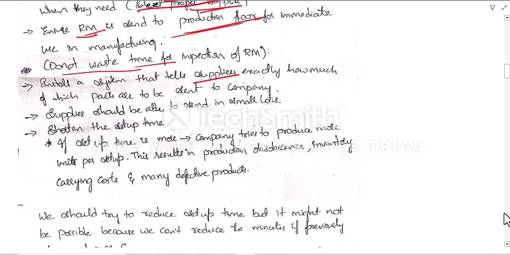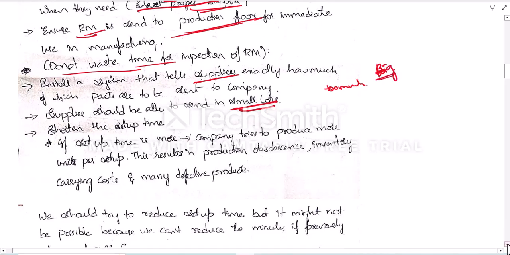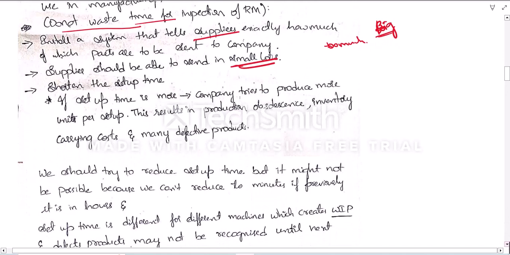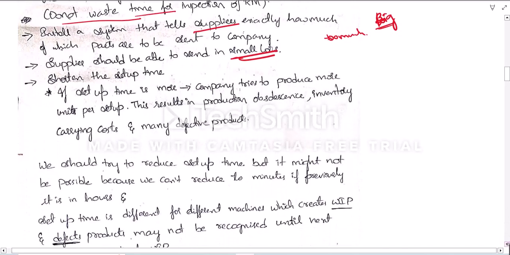And suppliers should be able to sell in small lots, because it might not be profitable for the supplier when the lot is too small, since the traveling cost might be higher than the lot. So he must be able to bear that. If it is a long, big lot, he will profit from that. At the same time, if it is a small lot also, he should send it.